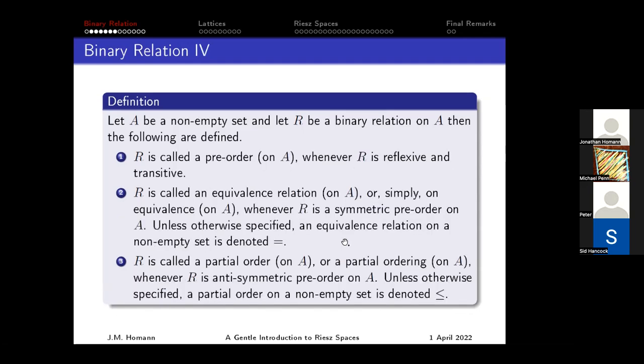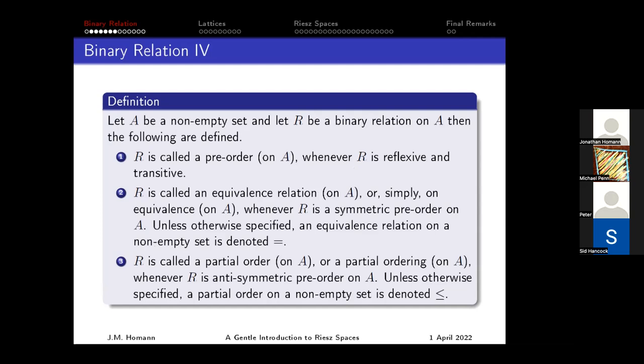So we're going to now take a non-empty set A, and we're going to let R be a binary relation on A. And then we'll define the following types of binary relations. We'll say that R is a pre-order on A whenever R is reflexive and transitive.